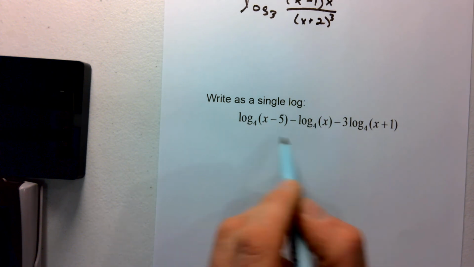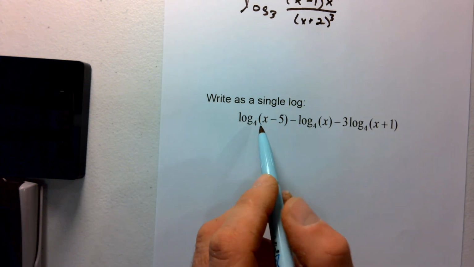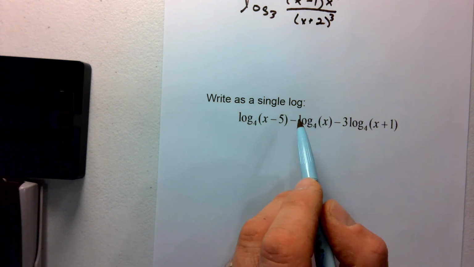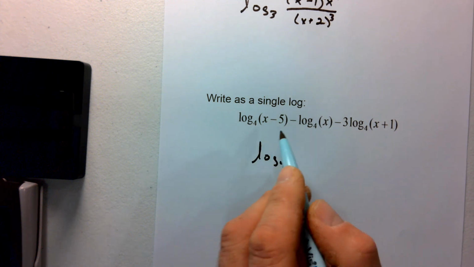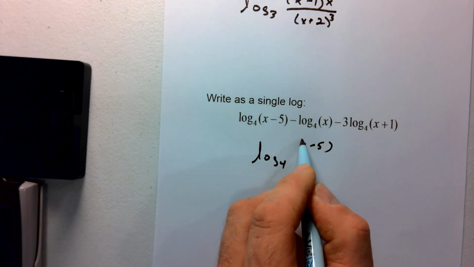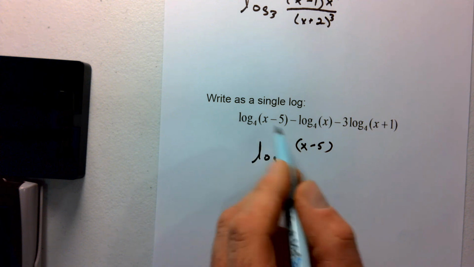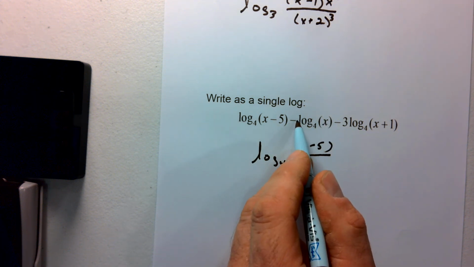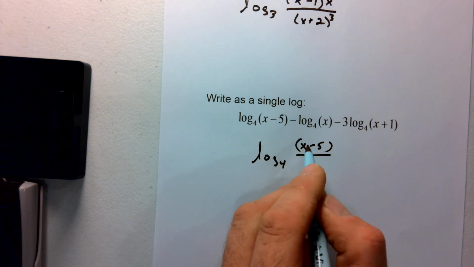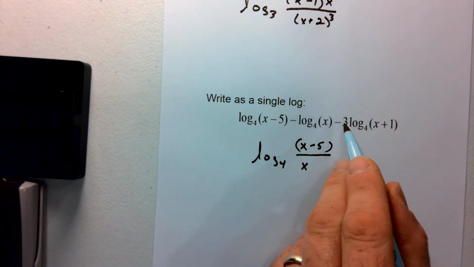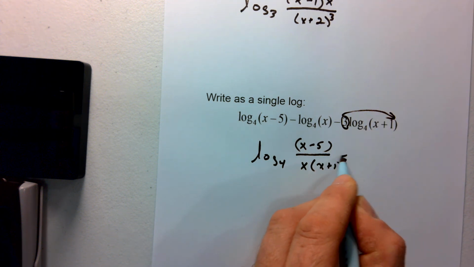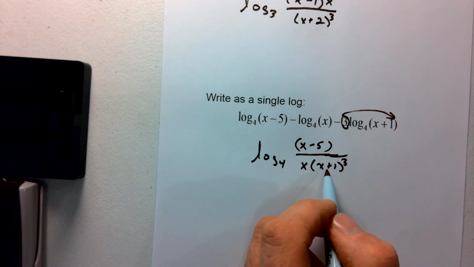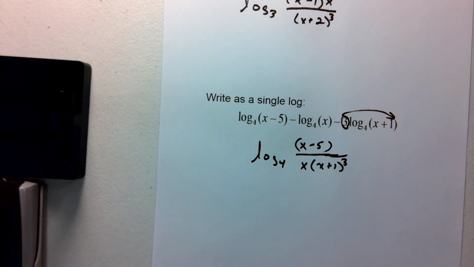And then finally, I'm going to go ahead and condense this one as a single log. Again, if it's positive, it's in the numerator. If it's a negative log, it's in the denominator. So I have log base 4. My x minus 5 is by itself in the numerator. There's no exponent, since there's no coefficient. My x, again, has no exponent, since we don't have a coefficient. But my x plus 1 is going to have an exponent of 3, since that was the coefficient. Again, that was a negative log, so we're going to put it in the denominator. Again, positive is in the numerator, negative is in our denominator.